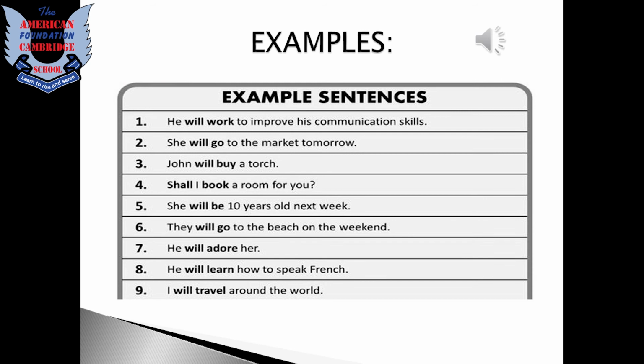Number four, shall I book a room for you? It's a request. It's a question for future. Number five, she will be 10 years old next week. It means that it's a fact that next week she is going to be 10 years old. Number six, they will go to the beach on the weekend. Number seven, he will adore her. Number 8, he will learn how to speak French. 9, I will travel around the world. It's a plan. Someone is planning for traveling around the world.